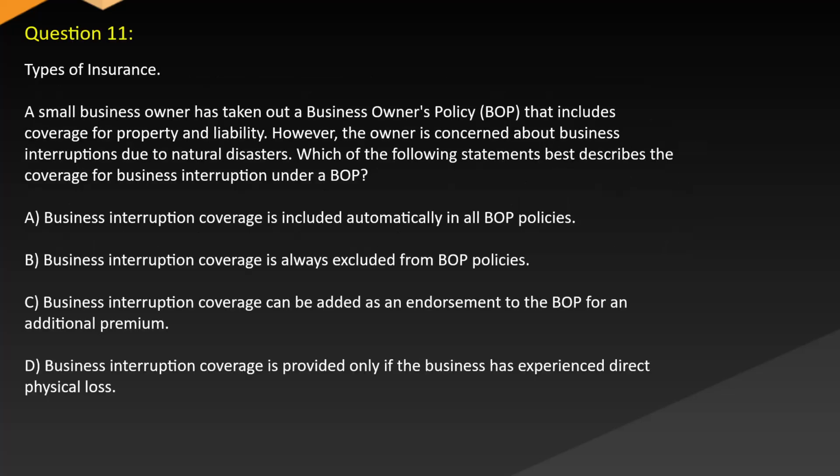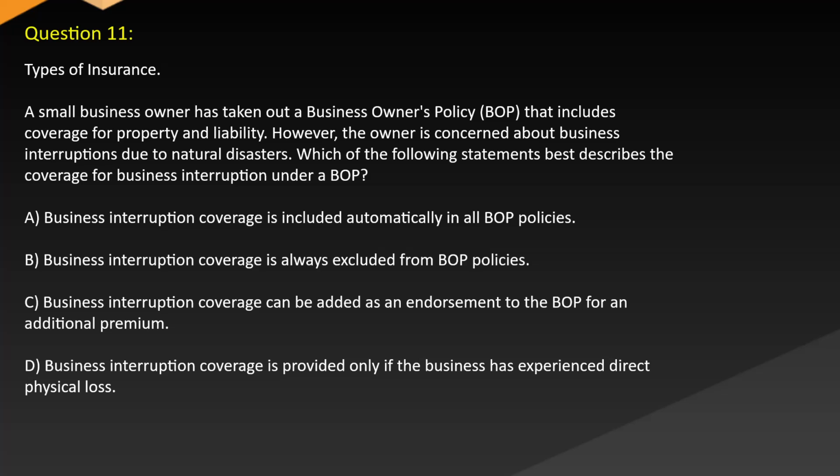Question 11. Types of insurance. A small business owner has taken out a business owner's policy (BOP) that includes coverage for property and liability. However, the owner is concerned about business interruptions due to natural disasters. Which of the following statements best describes the coverage for business interruption under BOP?